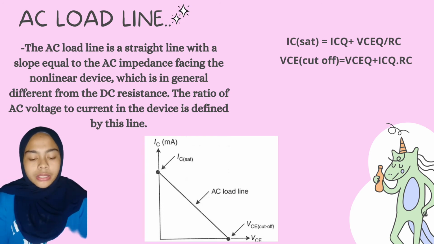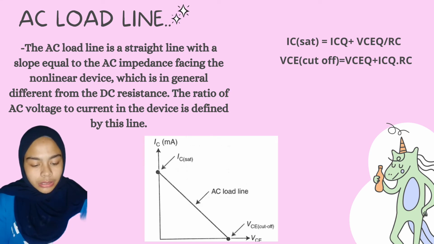AC load line. The AC load line is a straight line with a slope equal to the AC impedance facing the nonlinear device, which is in general different from the DC resistance. The ratio of AC voltage to current in the device is defined by this line.